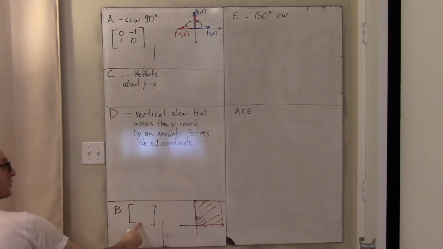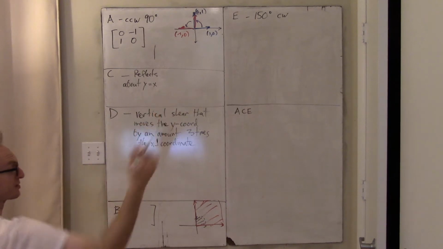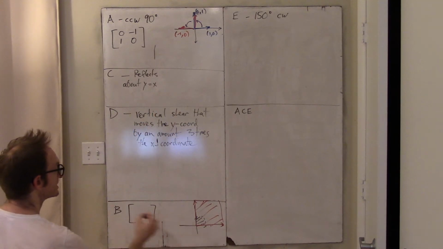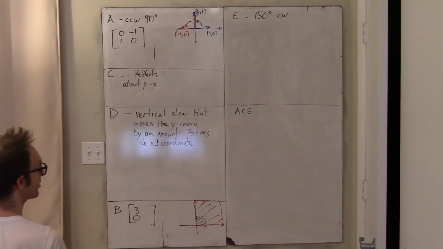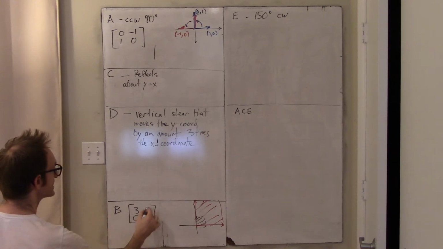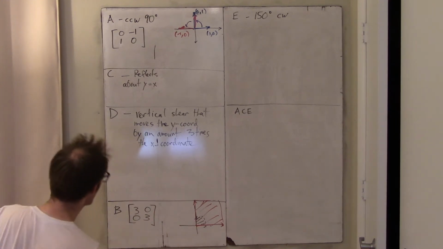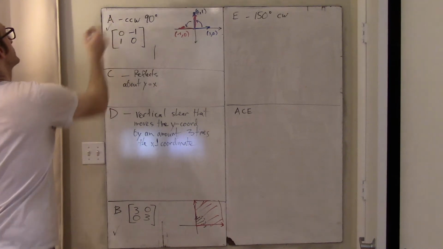The first column is what a dilation by scale factor 3 is supposed to do to (1, 0). It's going to send it to (3, 0). And what does it do to (0, 1)? It sends it to (0, 3). Okay, so good. Two down.